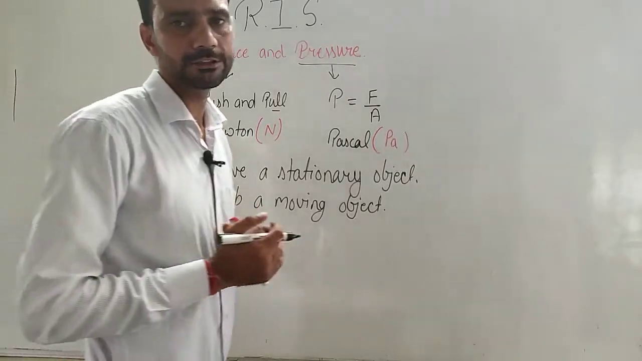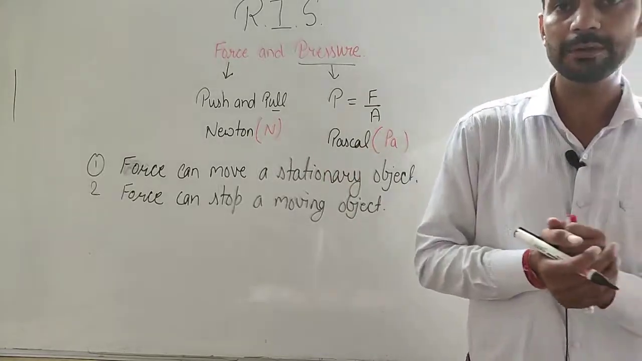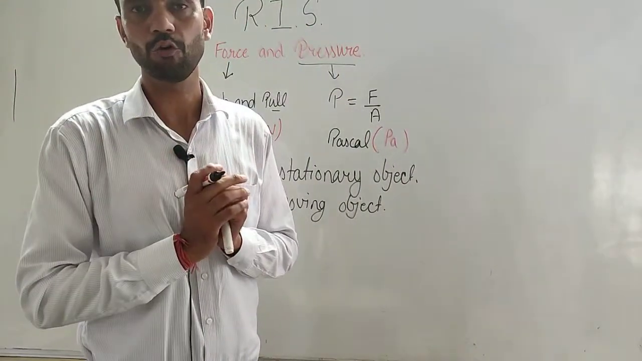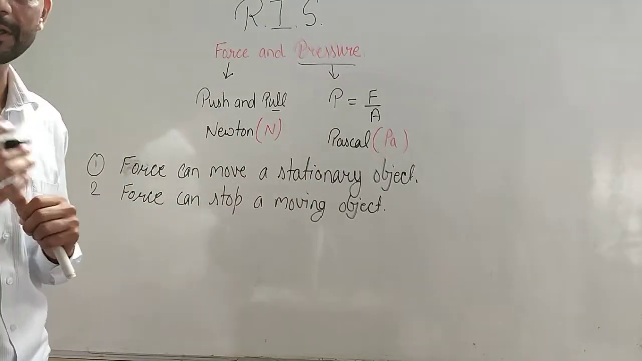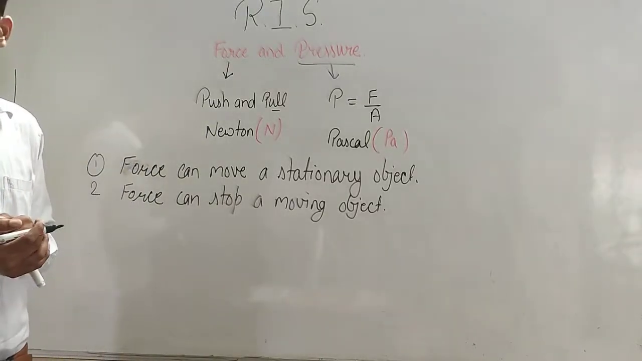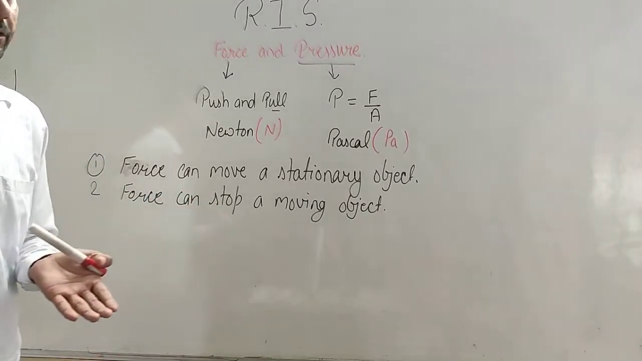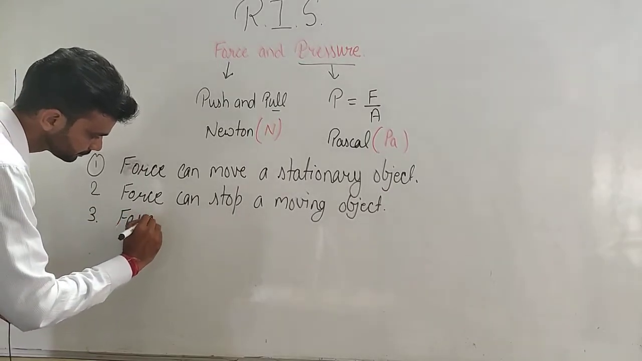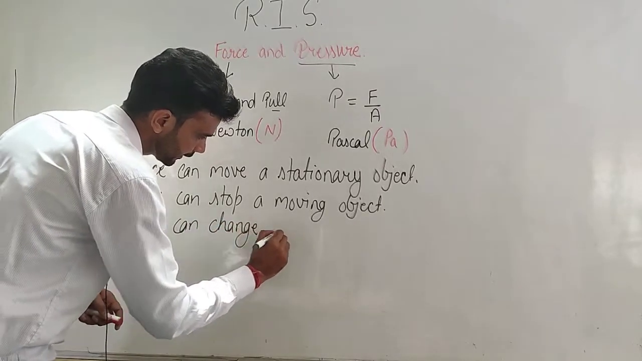Third, force can change the direction. How can you say that a force can change the direction? When a bowler bowls, the batsman hits the ball with the help of the bat. It means the batsman exerts a force, and when the batsman exerts a force, the direction of the ball changes. Similarly in football, when the player kicks in one direction, the opposite team player kicks the ball in the opposite direction, meaning the opposite team player exerts the force in the opposite direction, so the direction changes. So the third effect is force can change direction.